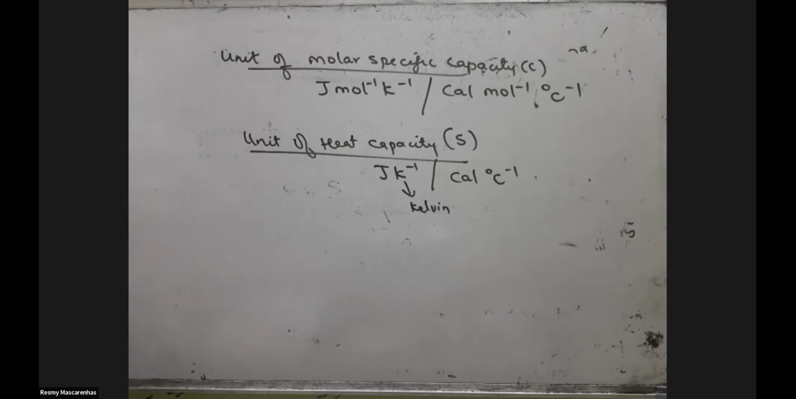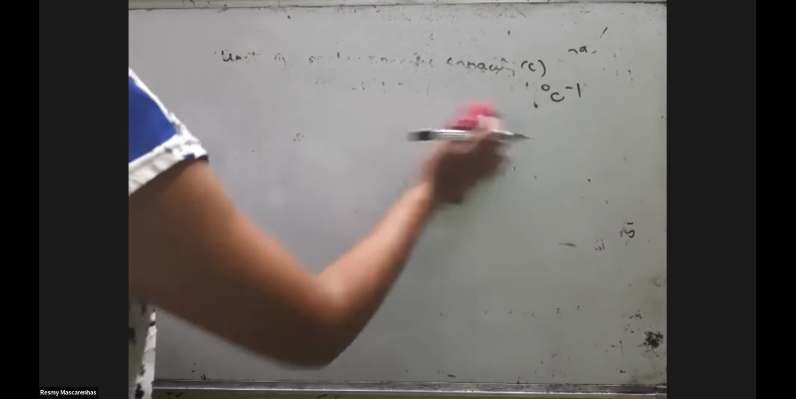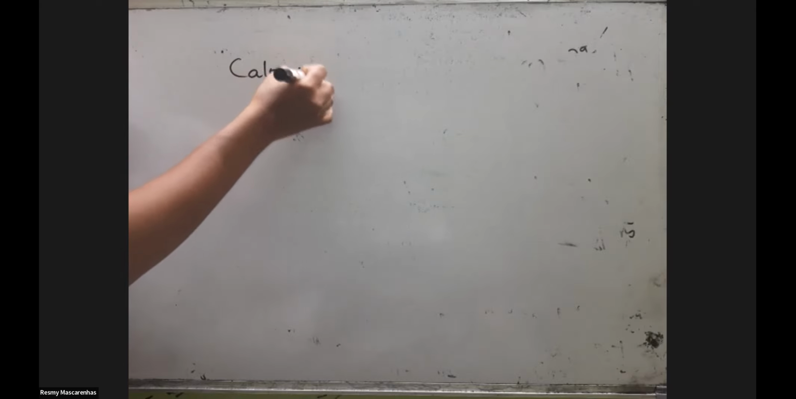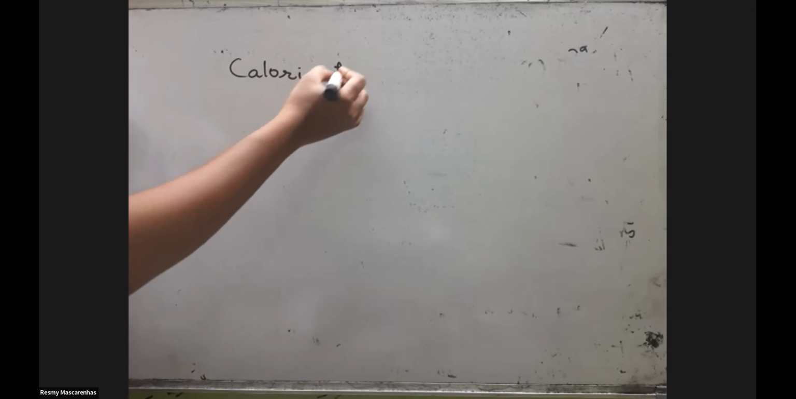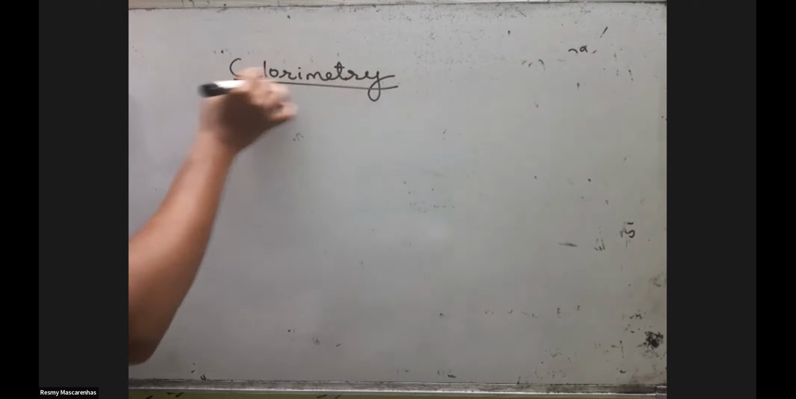The next topic, after all this theory, is calorimetry. Just as we have a thermometer, this calorimeter is also an instrument like a thermometer. The only thing is, it calculates in an isolated place. I will just explain in general.